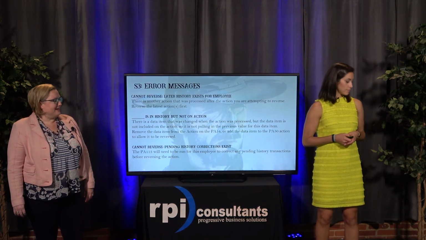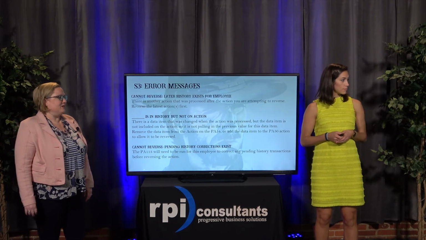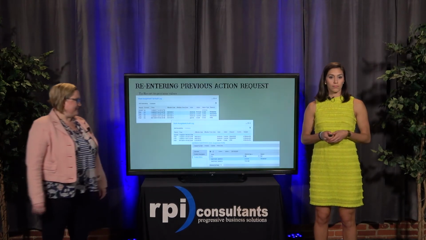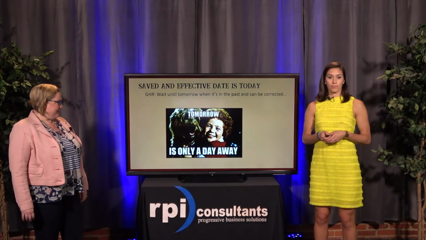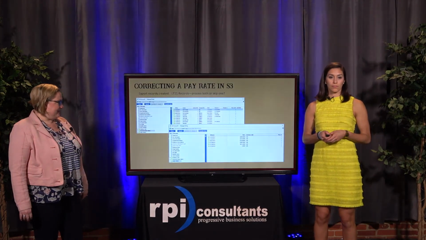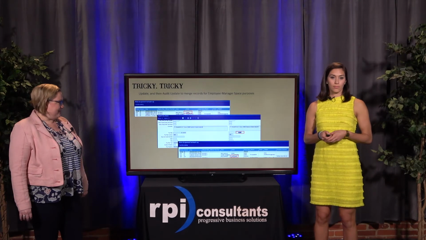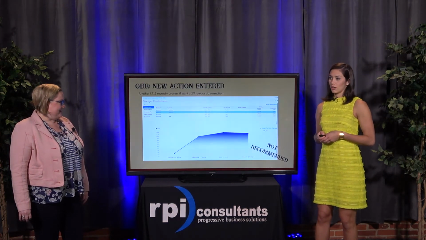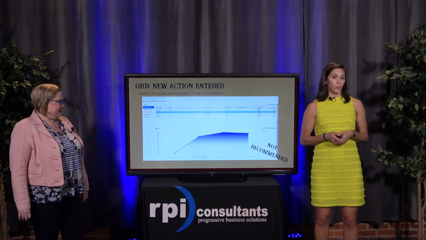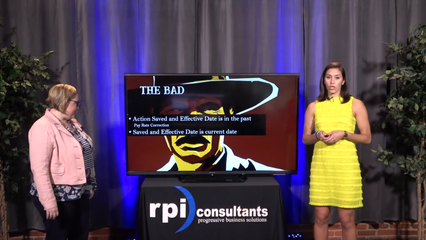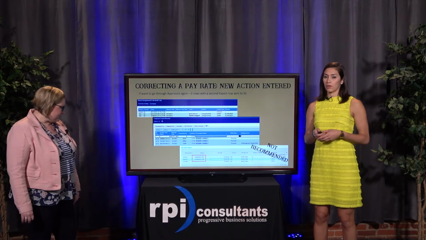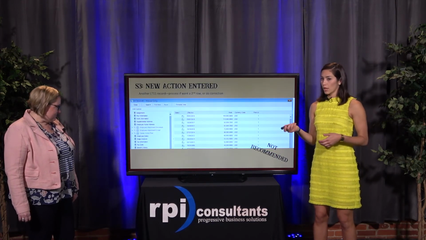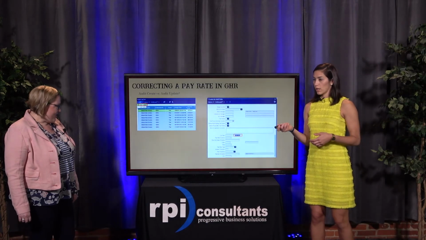We do. In the first not recommended example, how could you remove the incorrect pay rate if you already have this record in the employee's record? I guess we need to know if they mean GHR or S3. But let's hit them both. So here's our not recommended record method where we're entering a second action over top. And do you want to walk us through the GHR way too?